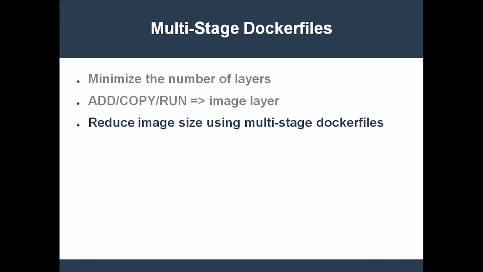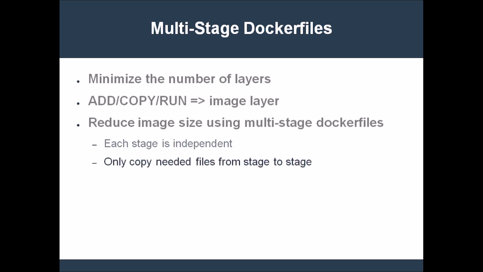Essentially, a multi-stage Dockerfile is split up into multiple independent stages. This allows you to copy just the files that you need from the previous stage into the current stage, leaving behind a bunch of files and layers which are no longer needed. This saves space and reduces the number of layers in the final image.